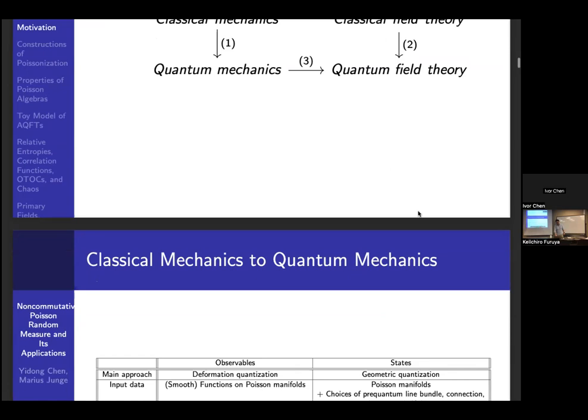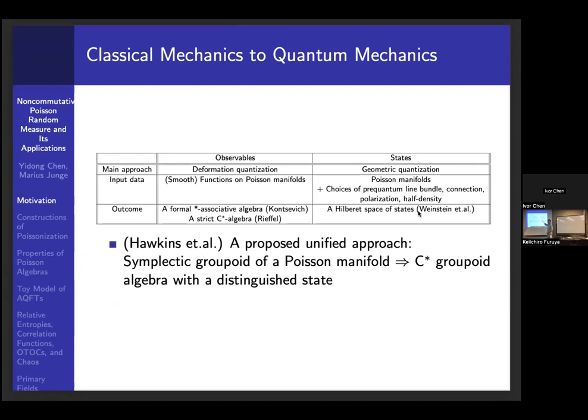Okay, so this is the arrow number one from classical mechanics to quantum mechanics. What are the mathematical approaches to achieve this step? Well, I would like to split them up into two columns, two sides. You have your observables and you have your states. Now, on the observables side, the main approach I would mention is deformation quantization. You have your formal deformation quantization and you have your strict deformation quantization. But the input data is common to both approaches.